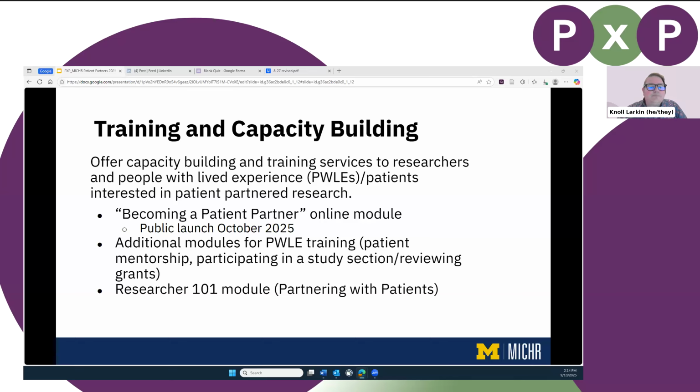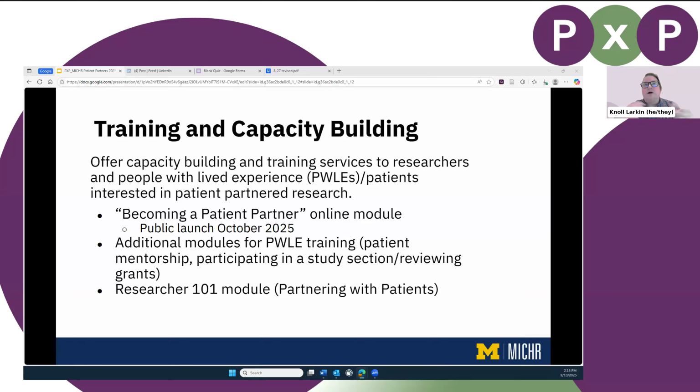introduction. We're also planning additional modules focused on different special topics like how to be a patient mentor or how to participate in reviewing grants or a study section. And we are also well along the way with our Researcher 101 module.